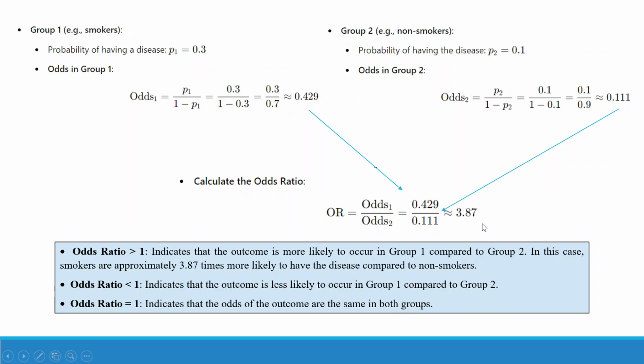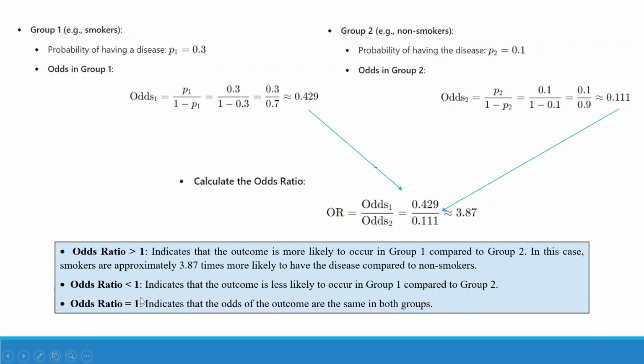Now, what does this figure mean? Let's understand. It is greater than 1. This indicates that the outcome is more likely to occur in group 1 compared to group 2. In simple language, smokers are approximately 3.87 times more likely to have the disease compared to non-smokers.